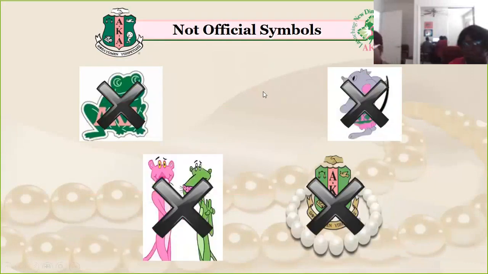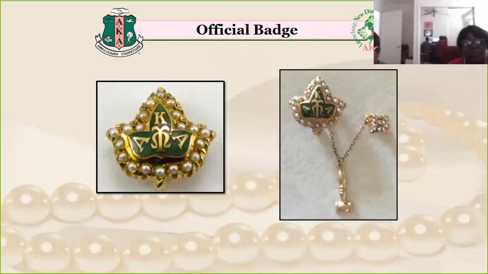The next slide, Sorors, you will see our unofficial symbols. You may have seen these depending on what state you come from or just other chapters, but none of these are official symbols of Alpha Kappa Alpha, even the one at the bottom right with the crest and the pearls around it. This is our official badge.